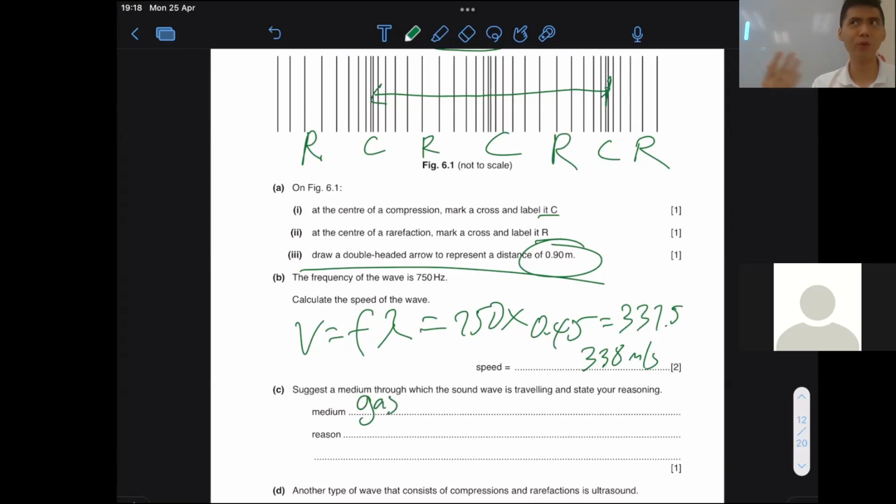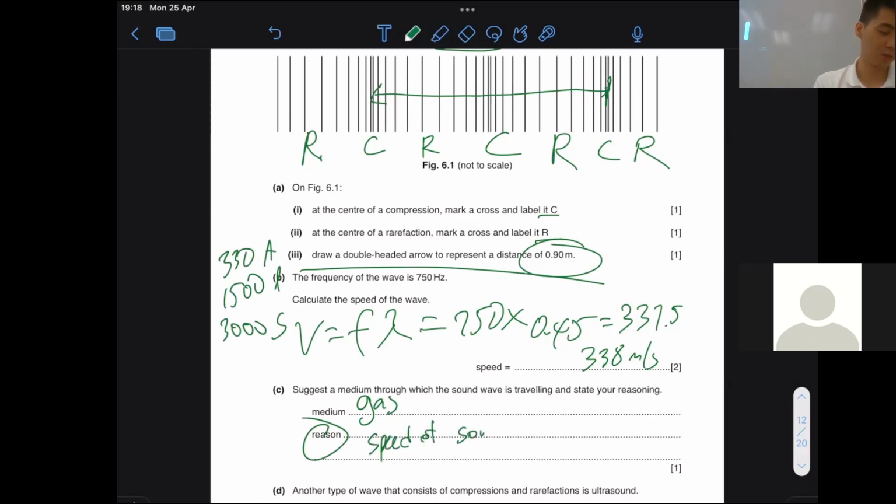Because I think I told you guys this last week also, right? It's either going to be 330 or 1,500 or 3,000, and it's going to be air, liquid, and solid. The reason I say is because the speed of sound in air is around 330. That's your answer. Speed of sound in air is around 330. I'm stupid, but it is what it is.